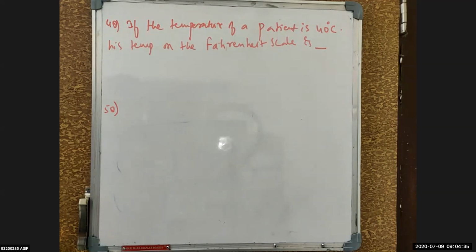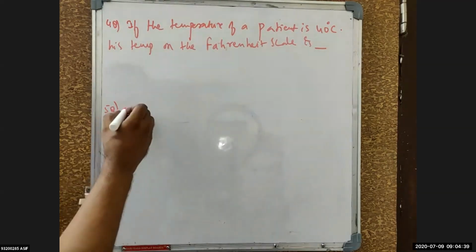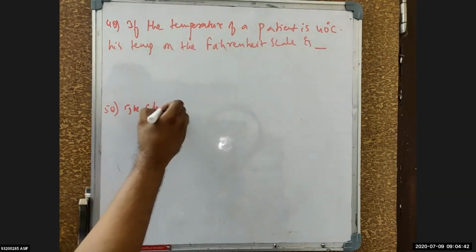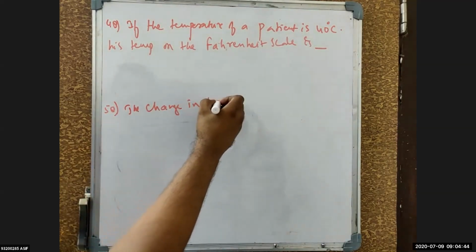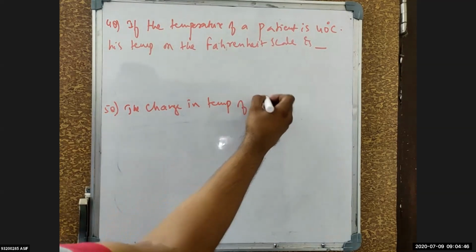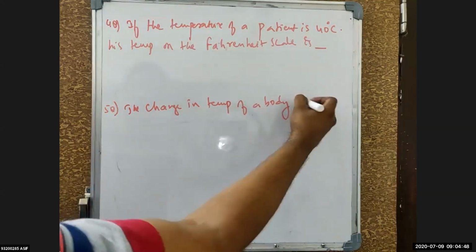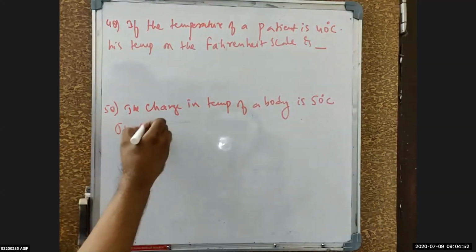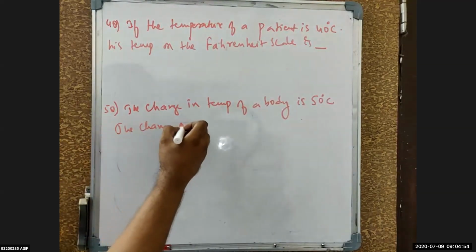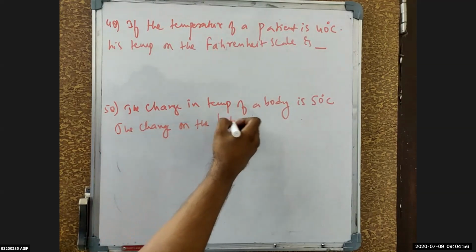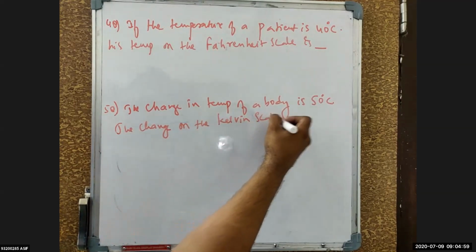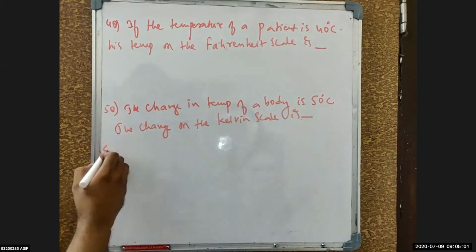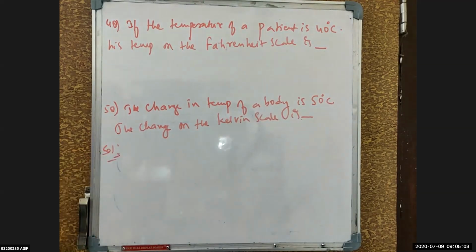What is the answer for that one? Same way, one more question. The change in temperature of your body is 50 degrees centigrade. The change on the Kelvin scale is. Come on, try to do it.